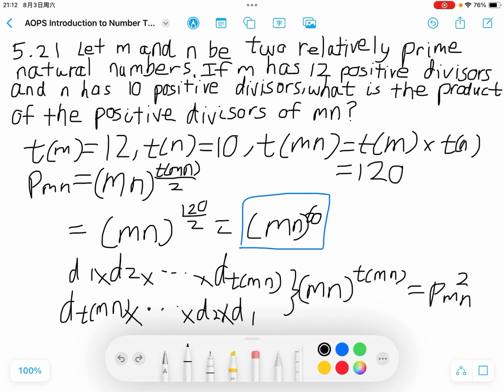We have P(mn) is equal to mn to the power of T(mn) over 2. So this is why P(mn) is equal to mn to the power of T(mn) over 2. And to find T(mn), we know that it's T(m) times T(n), as I have explained.